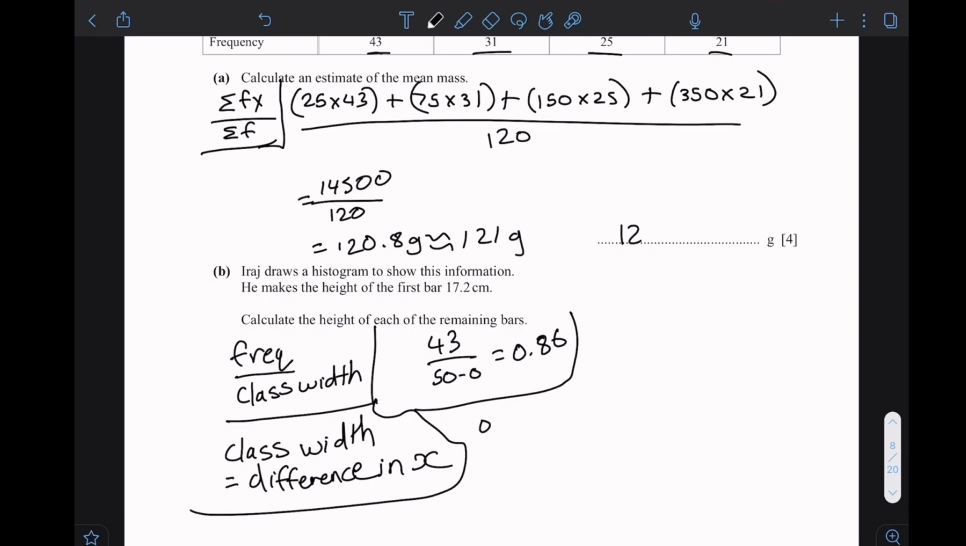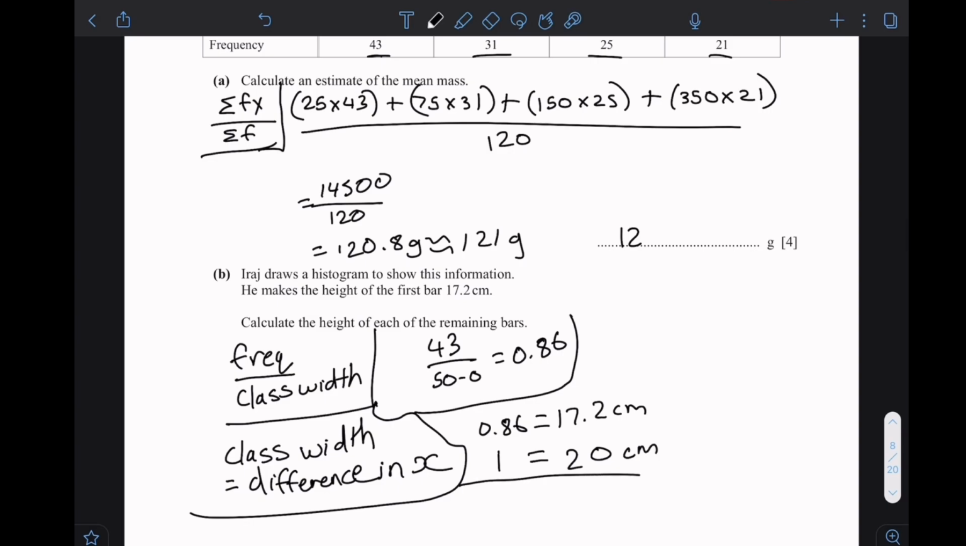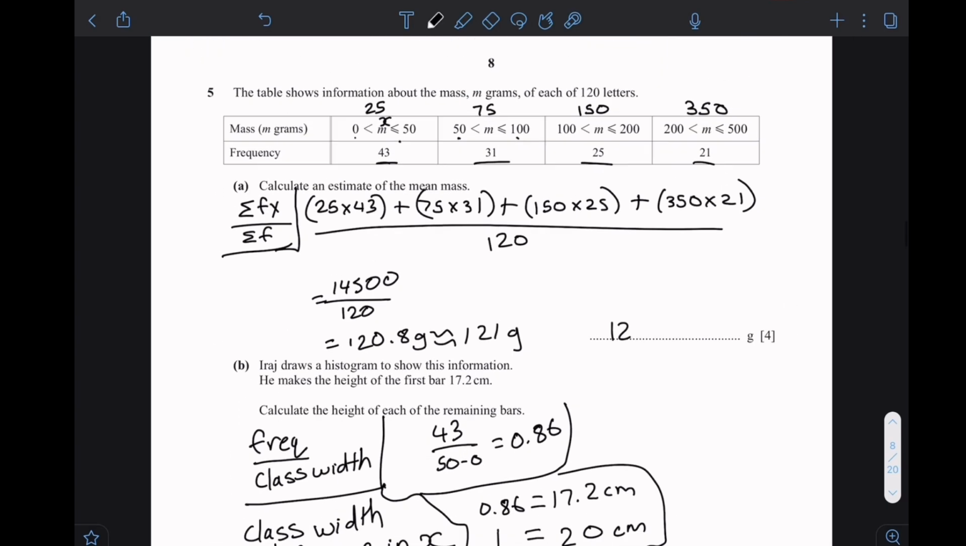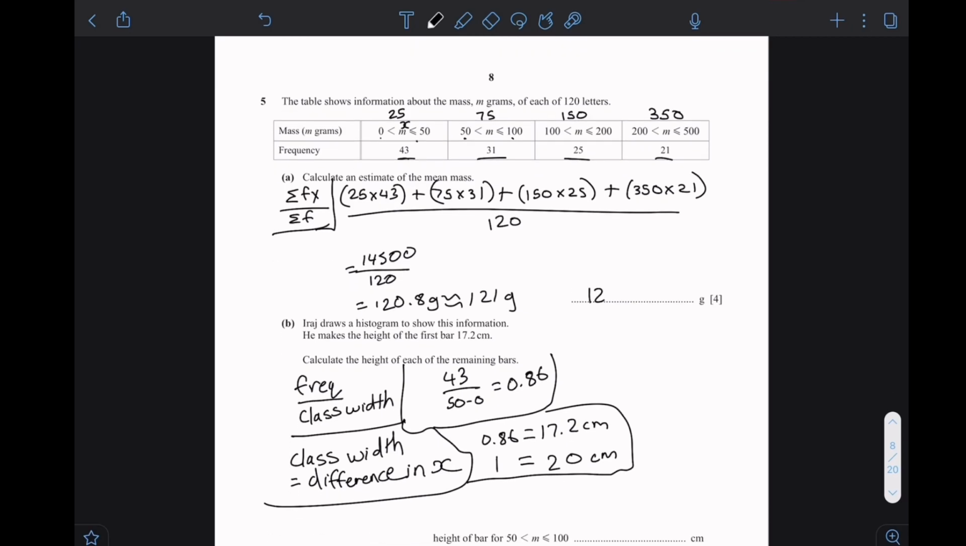Now, with 0.86, we need to figure out what frequency density is equal to what height. So for example, now we know 0.86 frequency density is equal to 17.2 centimeters, right? But let's say we want to find the height for one frequency density. So you just do 17.2 divided by 0.86. It's like a ratio basically. So if the frequency density is 1, then the height is 20 centimeters. So we can apply this ratio to all the other bars.